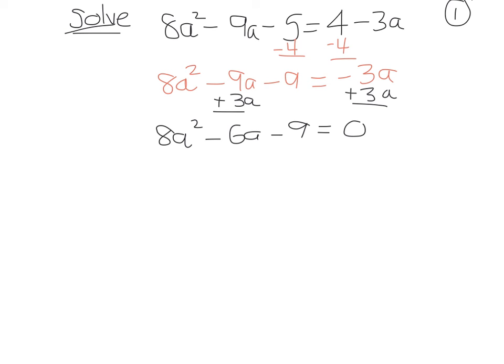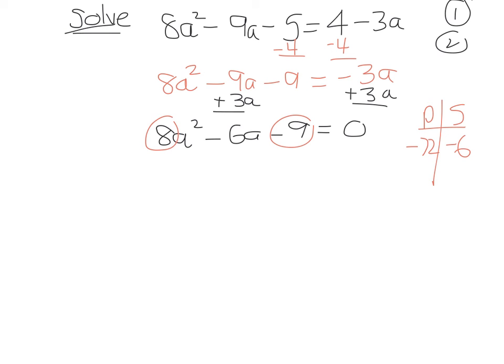I'm ready to factor on step 2. So I have 8 times negative 9. So my product is negative 72, and my sum is negative 6. So the two numbers are going to be, did I make a mistake here?